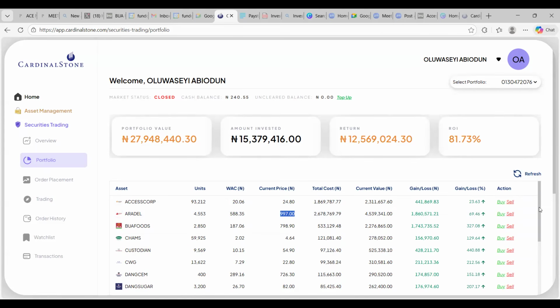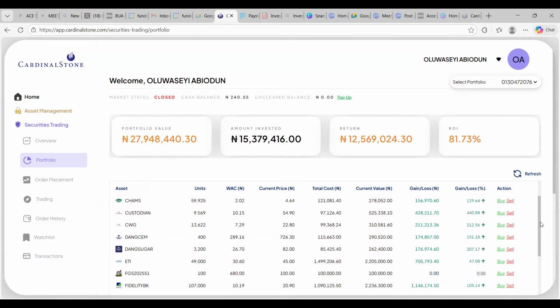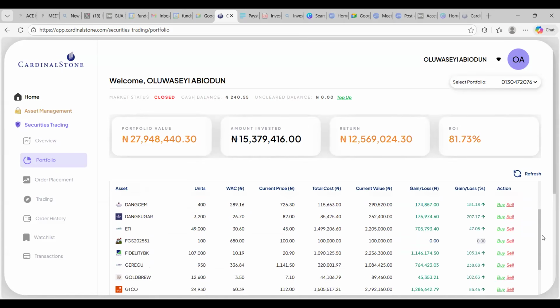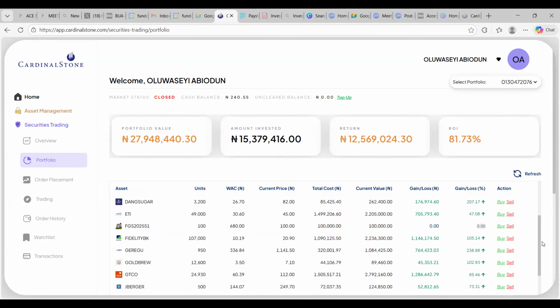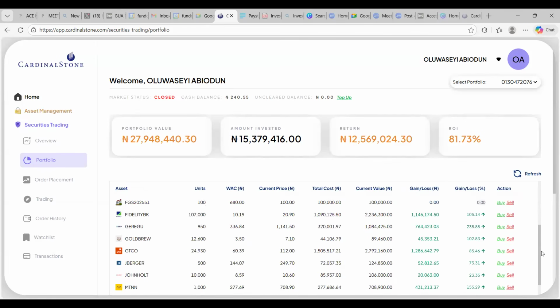Then Chams, Custodian, CWG, Dangote Cement, Dangote Sugar, ETI is EcoBank, Fidelity. This other one is FGS, which is a bond. I think that I've collected the money that is due. I don't know why this one is still there, but it's still there. I've not collected, I've not sold it 100%. Then Geregu. The weighted average cost of Geregu is 336 that I bought it.